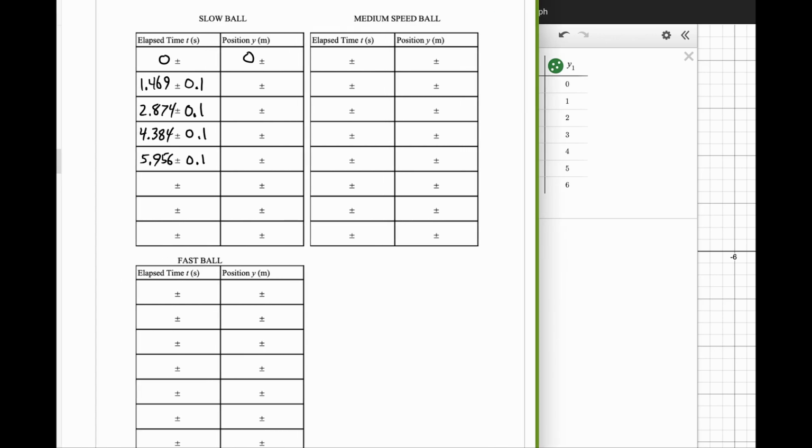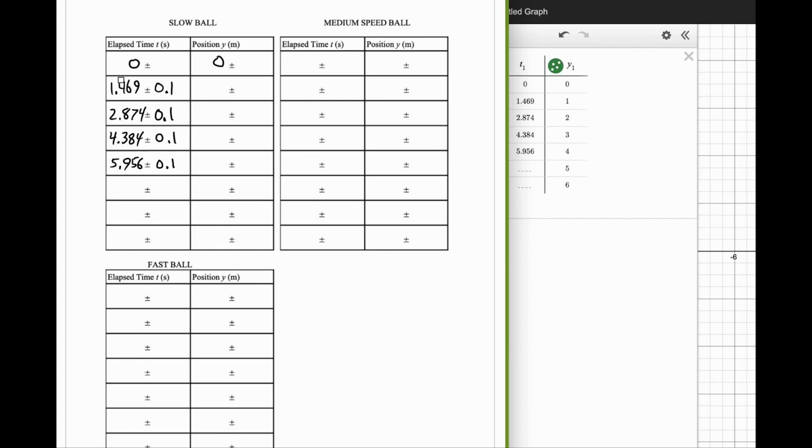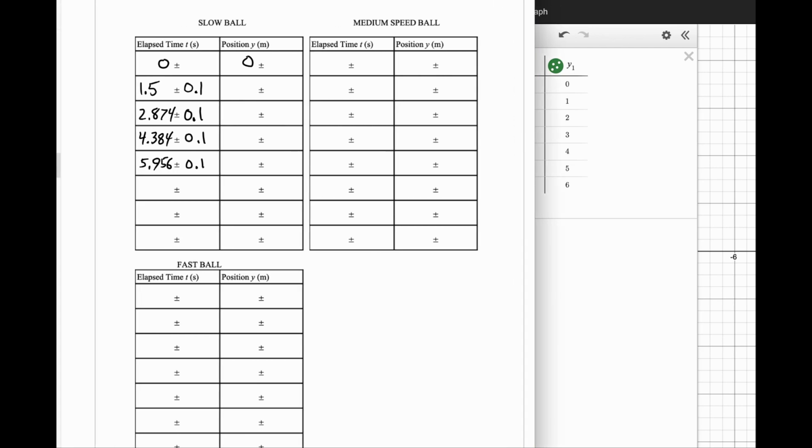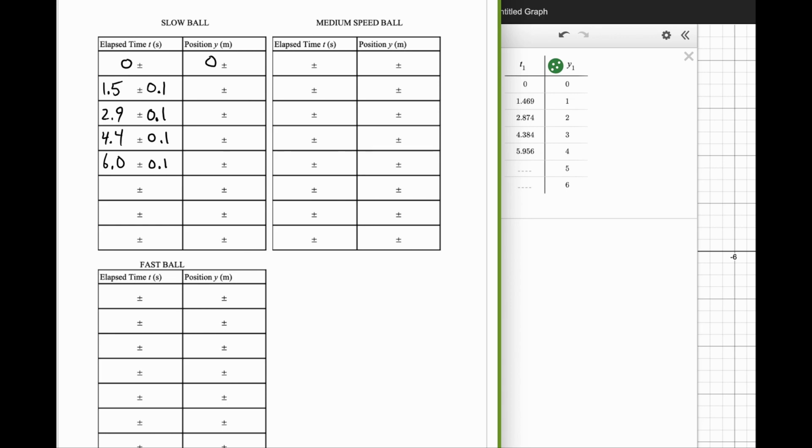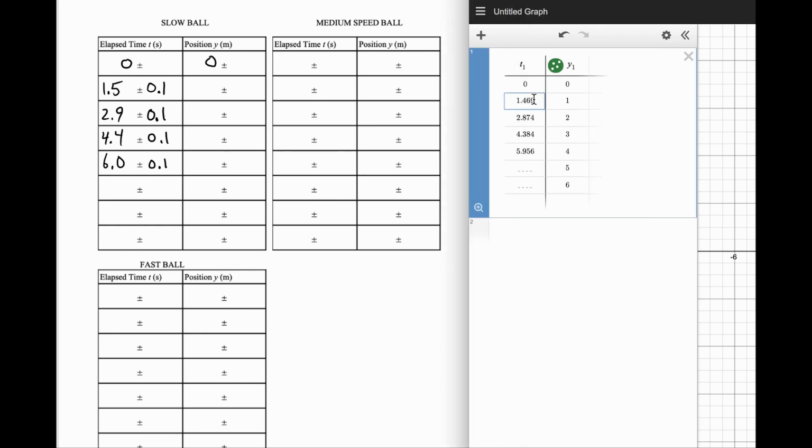All right, so by that I mean you could round this to a 1.5 then. You know, this one could be a 2.9, 4.4 perhaps, and 6.0. All right, so that's good there. Let me adjust that in my Desmos table.